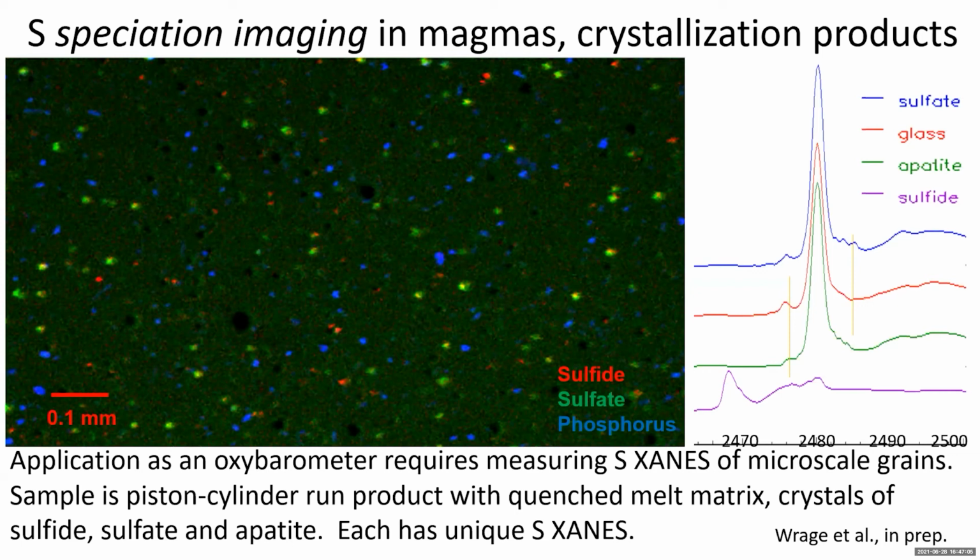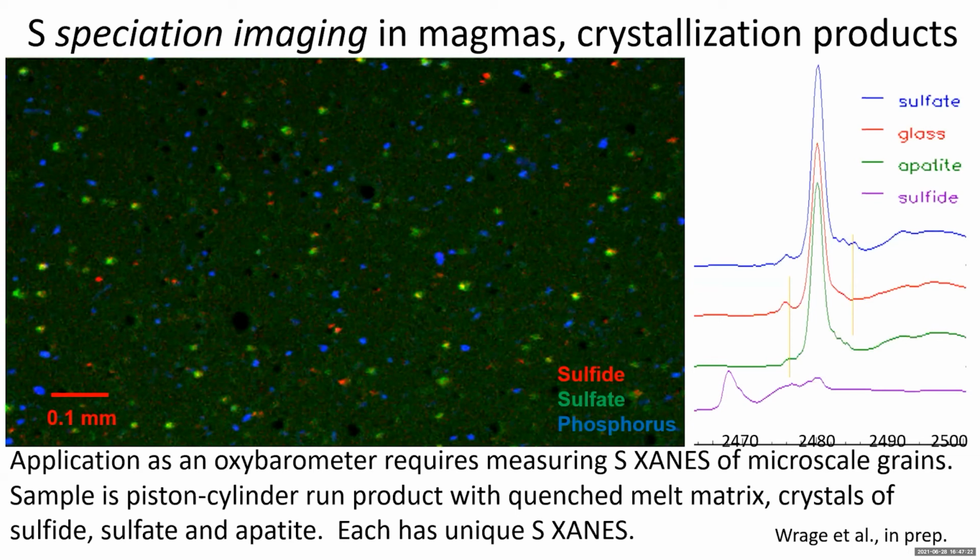And you see on the right that each of these phases has a very different combination and/or mixture of sulfur species in them.